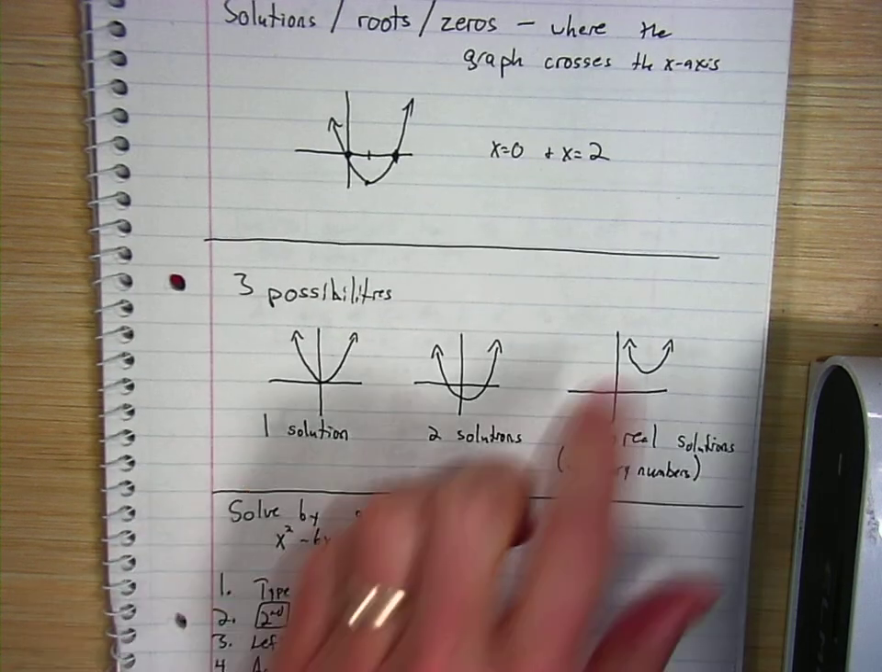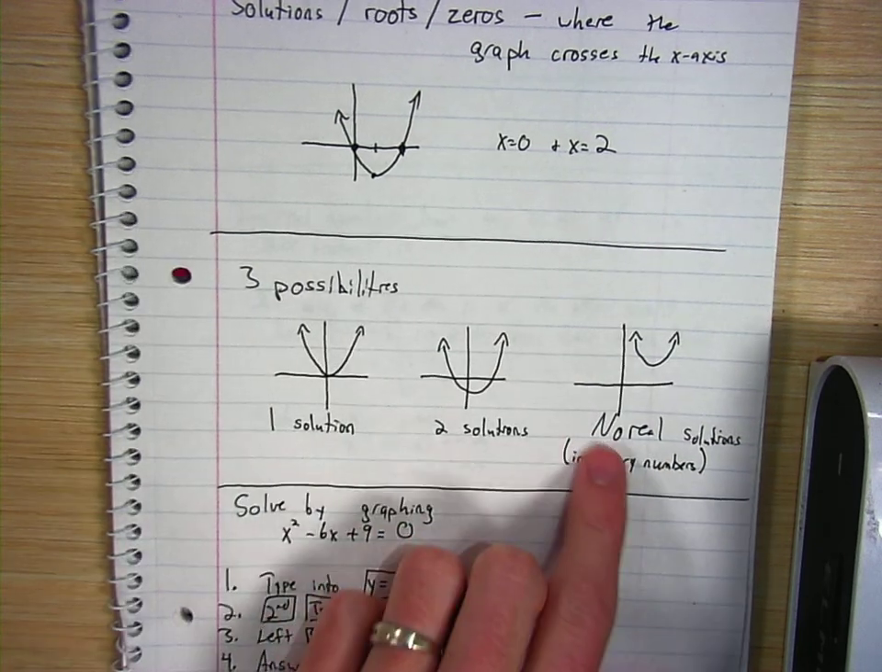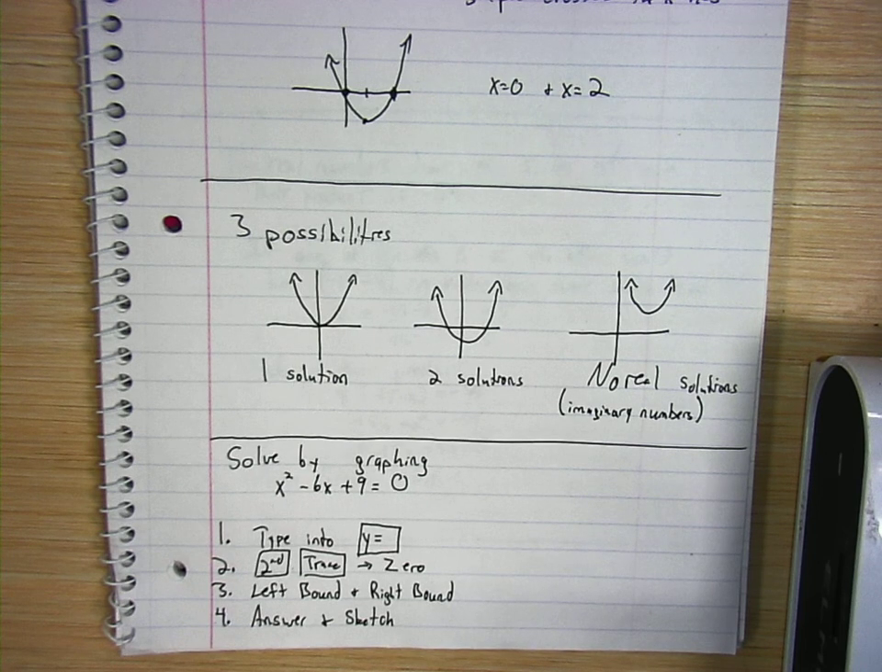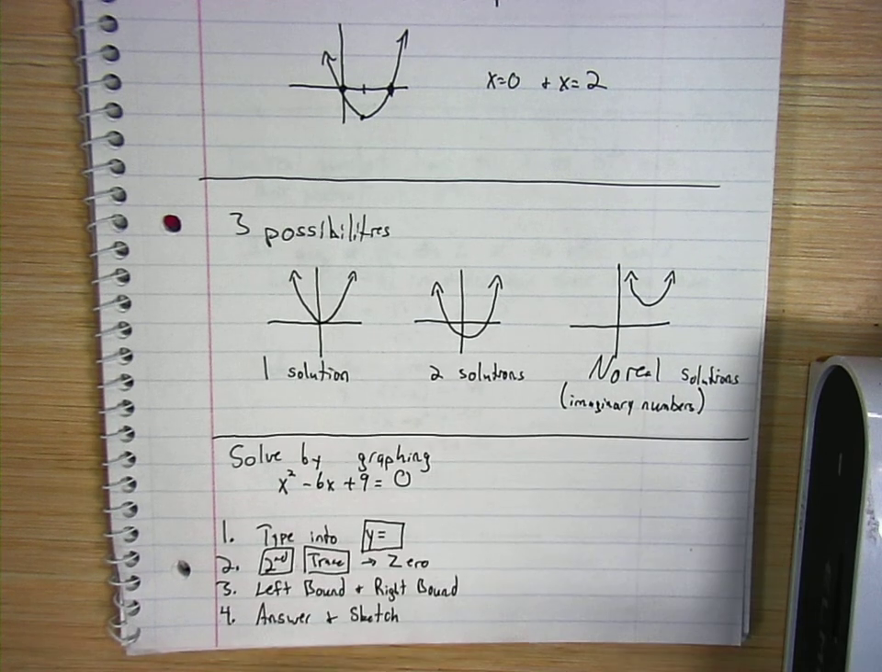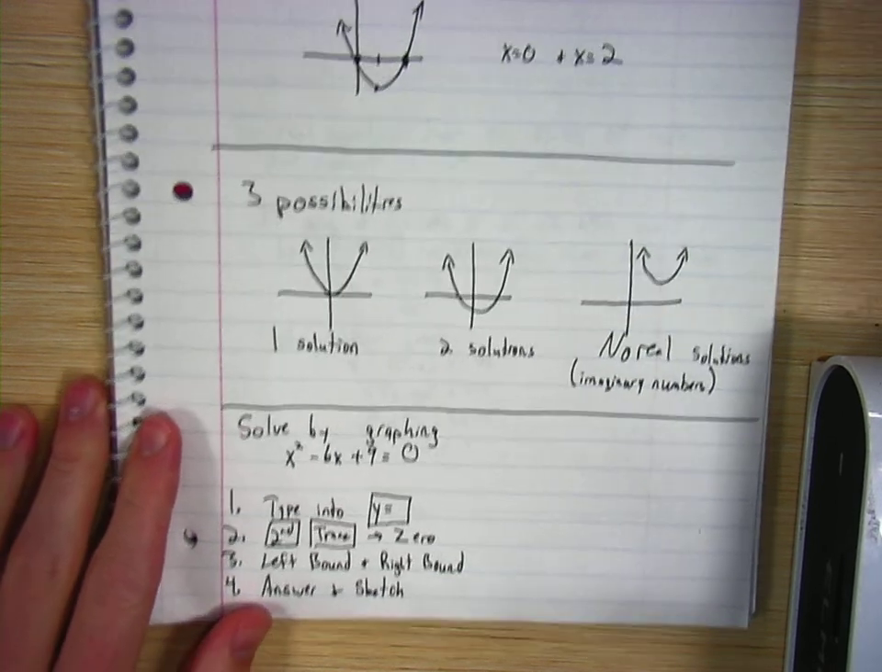Or it could be way up here or way down there, over here, wherever, and not touch the x-axis at all. And that would have no real solutions. And this is where we'd run into imaginary numbers. We're not going to deal with that a whole lot today, but some fun and exciting stuff to look forward to in the future. Alright, so let's get to the calculator part.